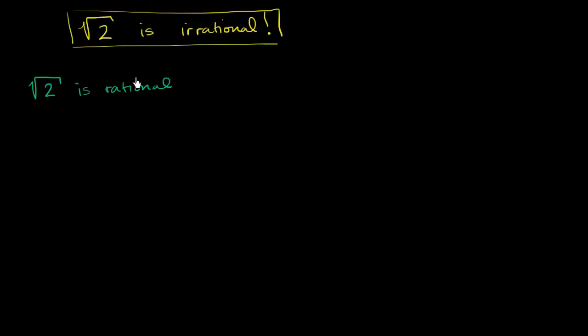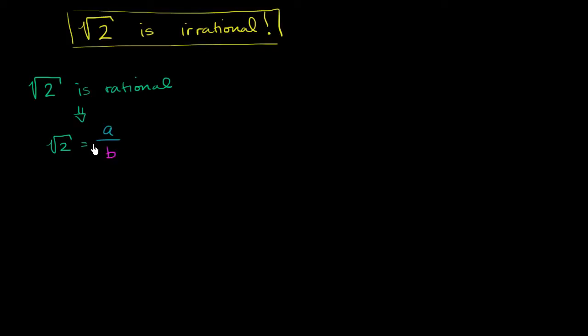Well, if the square root of 2 is rational, that means that we can write the square root of 2 as the ratio of two integers, a and b, and we can also assume that these have no factors in common. Let's say that they did have some factors in common. If we divided the numerator and the denominator by those same factors, then you're getting into a situation where they have no factors in common. Or another way of saying is that a and b are co-prime.